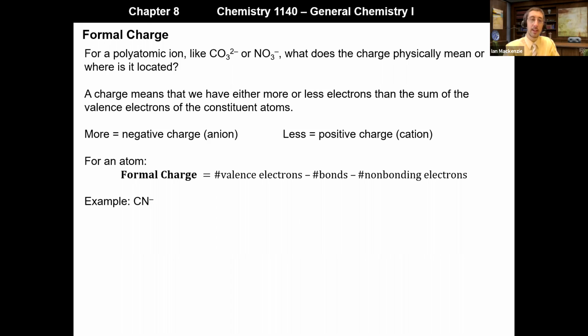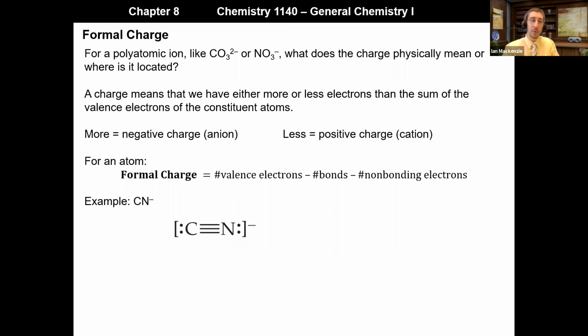So what does this look like as examples here? Let's take the cyanide anion, CN-. If we draw out its Lewis structure, it's carbon with a triple bond between carbon and nitrogen, and then the carbon and the nitrogen both have lone pairs. So they have a full octet. We know that the whole species has a negative charge, but where is that negative charge actually located?